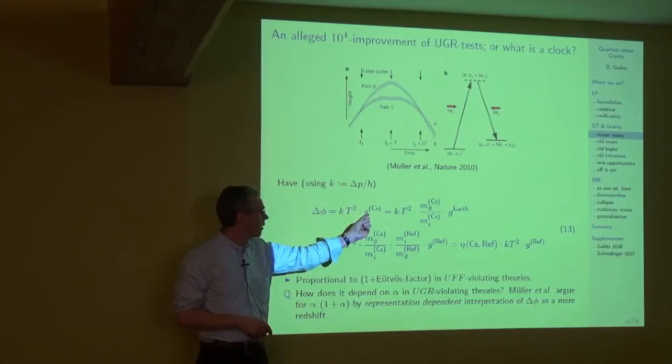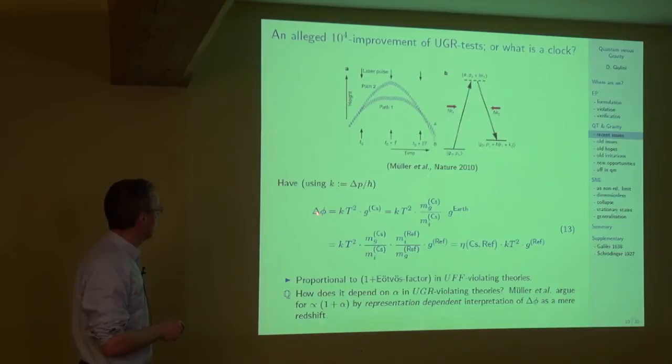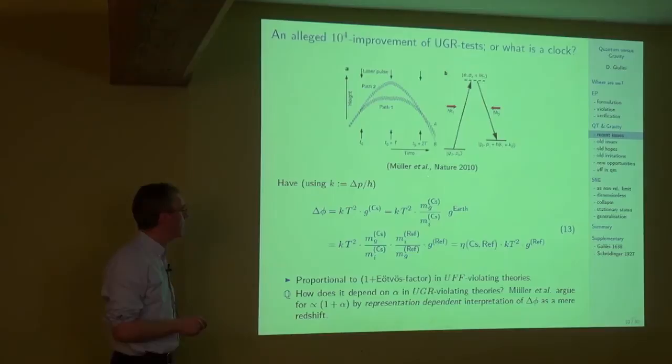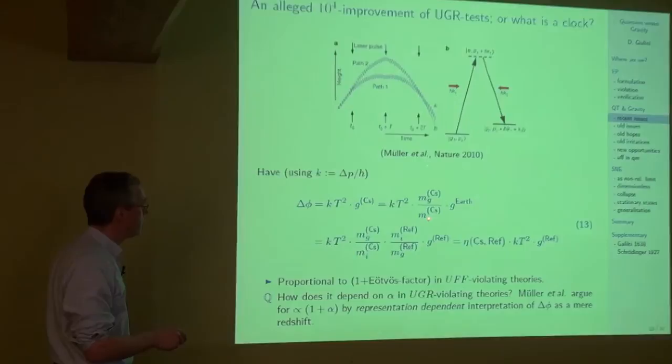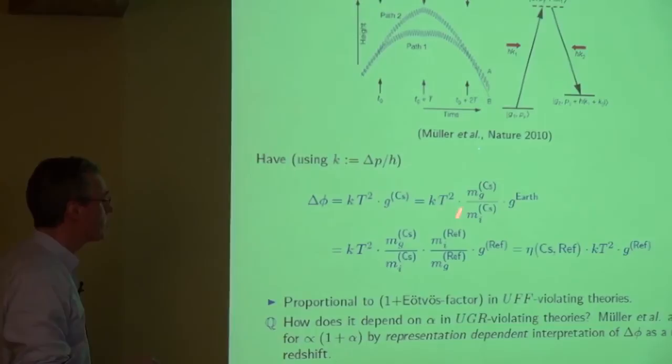But now we want to actually not measure the gravitational acceleration. We want to measure something else. So we don't take this as being measured. Now, according to the Newtonian equations of motion, the gravitational acceleration of the cesium atom is proportional to the gravitational field strength of the Earth times the ratio between gravitational mass and inertial mass of the cesium atoms. Right? This ratio goes into this relation.